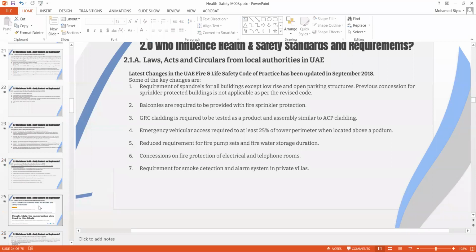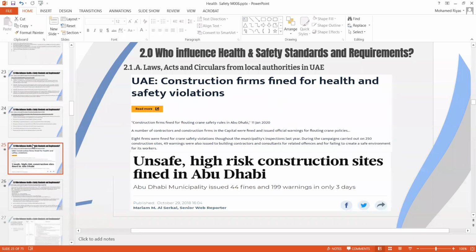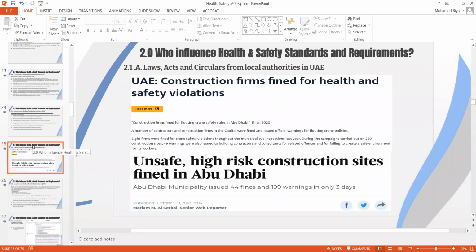Just for the sake of knowledge, if you look at the newspapers, there were a couple of times safety violations came into the picture, and the authorities randomly go for an on-site audit. They found a few construction firms which didn't follow safety standards, and those have been fined. So there are a few articles which show the role of the respective legal authorities, which influence the health and safety standard.